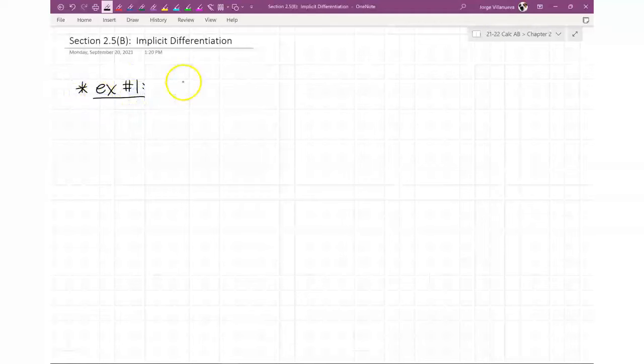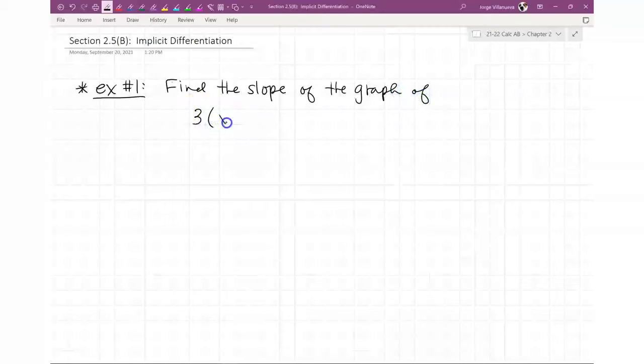So we're going to find the slope of the graph of, and then here's the function for us. So 3 quantity x squared plus y squared squared equal to 100xy. So there you go, nice and complicated, right? At the point 3, 1.